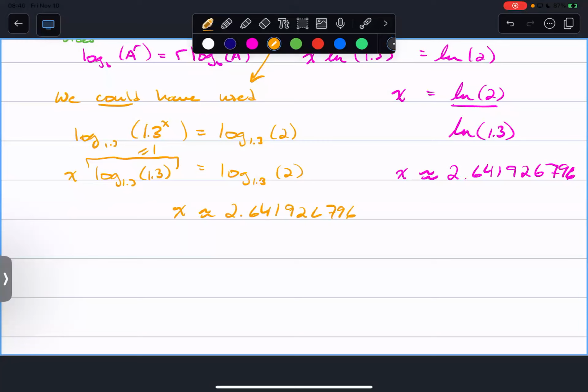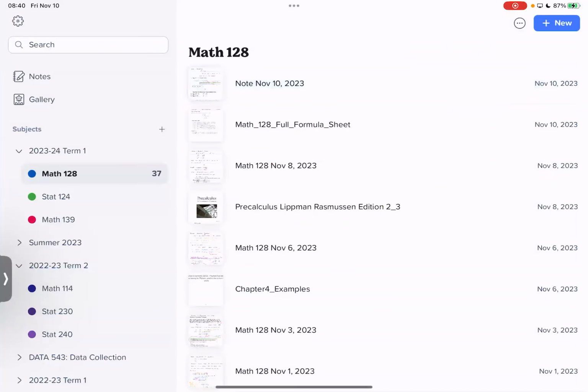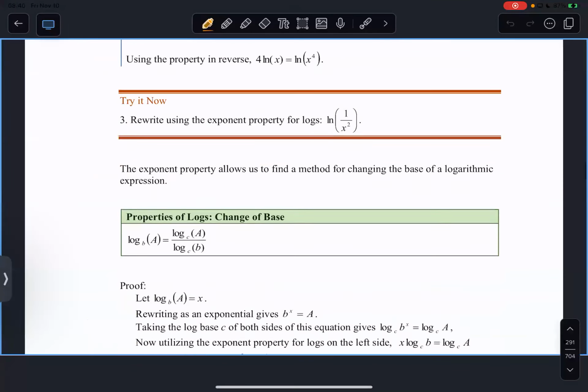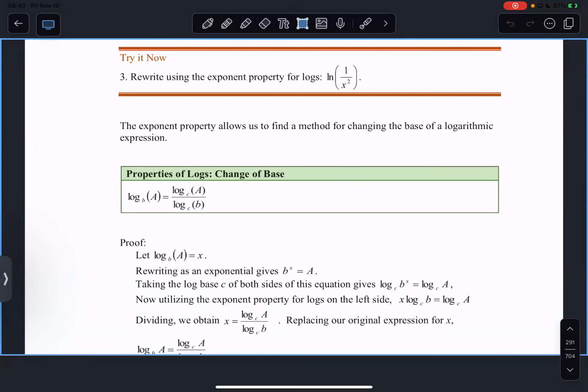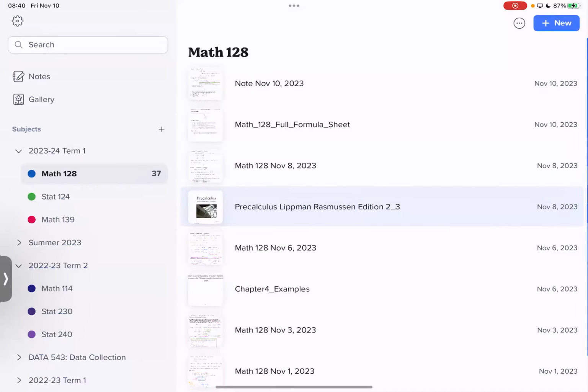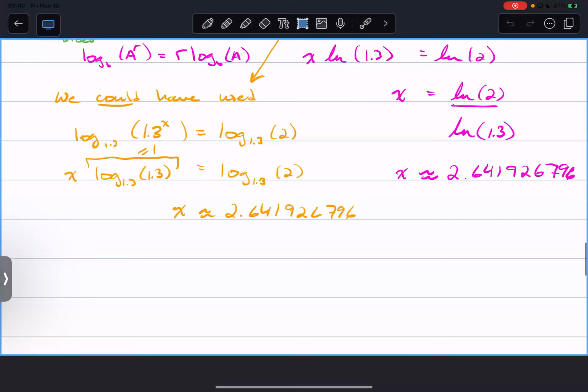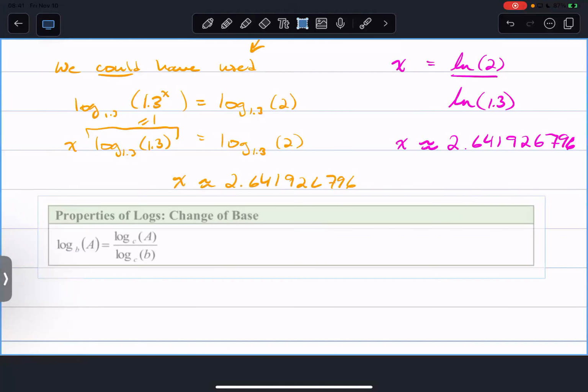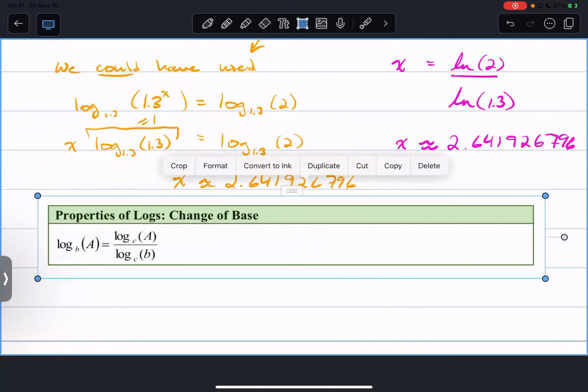Well, how about we introduce the change of base formula? We can move between bases. Let's see here. Well, funny you should mention it, actually.